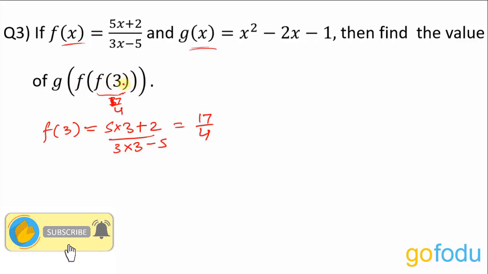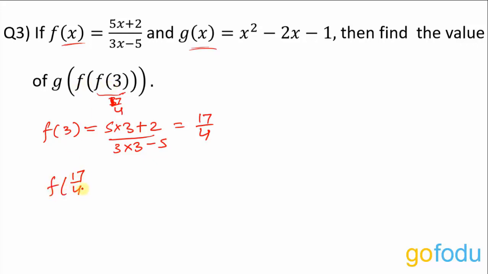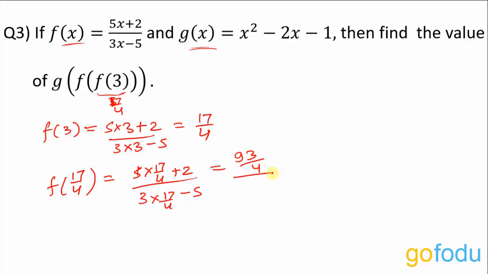Now we have to find f of f of 3. f of 3 is 17 upon 4. That means we have to find f of 17 upon 4. f of 17 upon 4 is what? 5 into 17 upon 4 plus 2 upon 3 into 17 upon 4 minus 5. This will give 93 upon 4 upon 31 upon 4, and it will give 3. So f of f of 3 is 3.